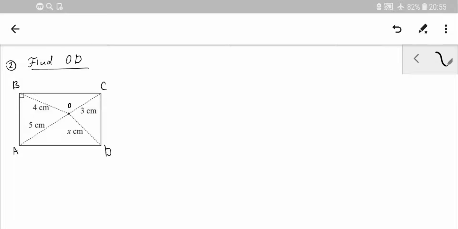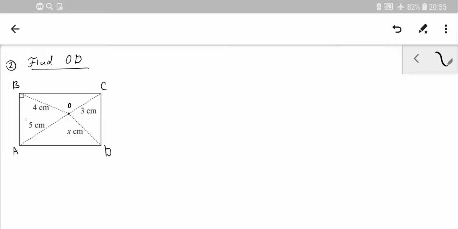So let's continue our problems from high tier. That's actually sort of challenging problems in GCSE and iGCSE level. So here you need to find OD. So that's actually the distance from point O to D.